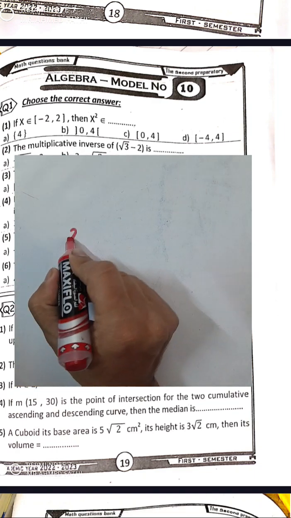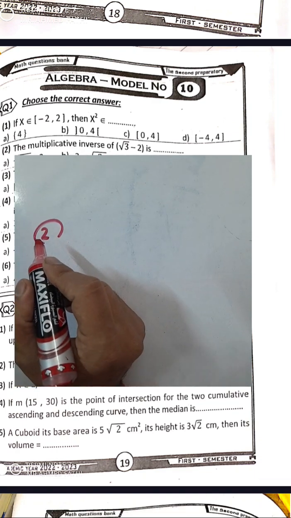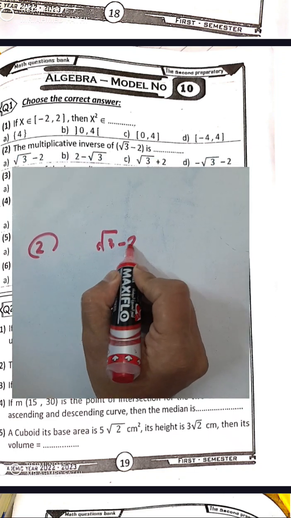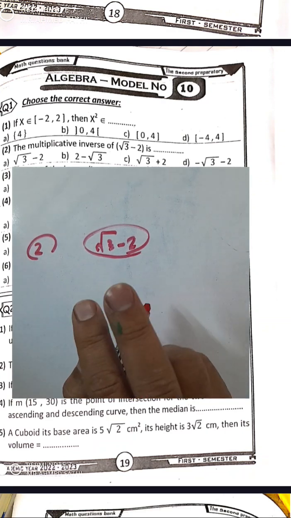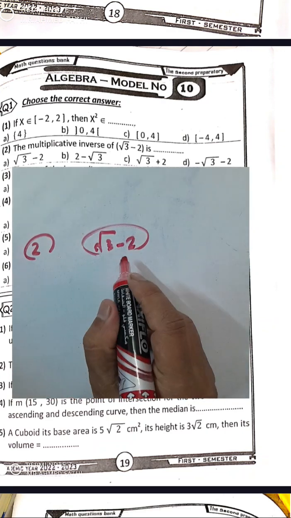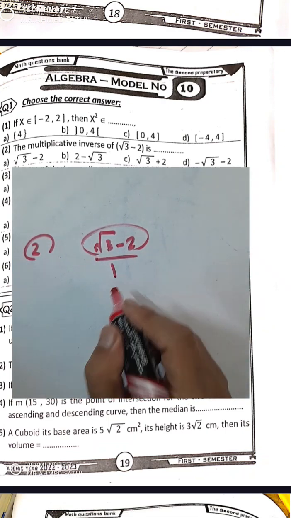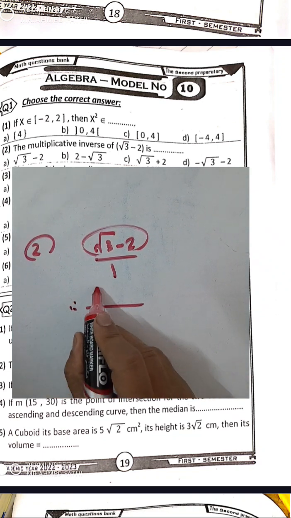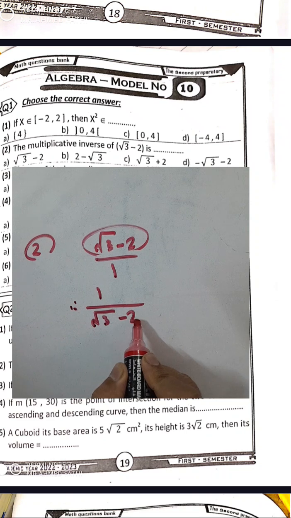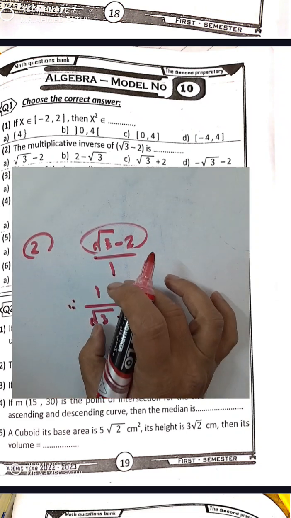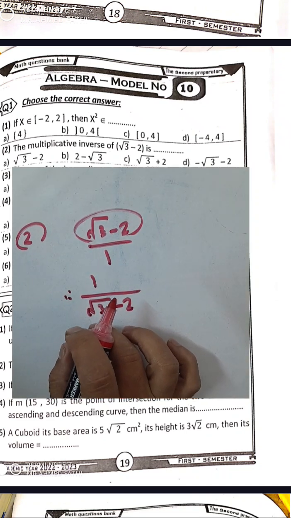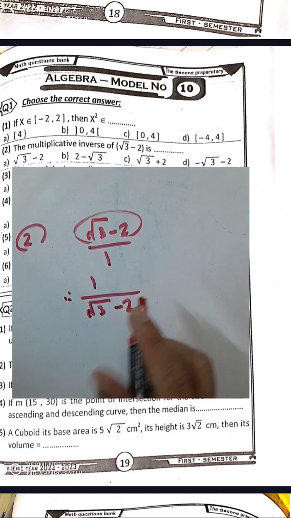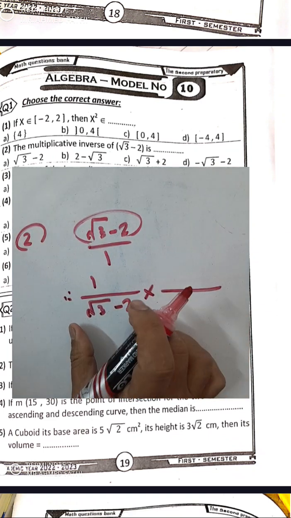Question number 2. The multiplicative inverse of this expression, root 3 minus 2. We want to find the multiplicative inverse. We know this expression is root 3 minus 2 over 1. Then the multiplicative inverse of this will be 1 over root 3 minus 2. But in this example we must cancel root 3 in the denominator. You must write an integer in the denominator. The numerator must be integers. By multiplying by what? The conjugate of the denominator.